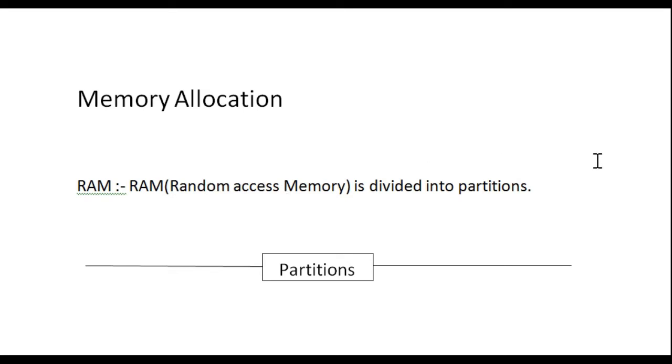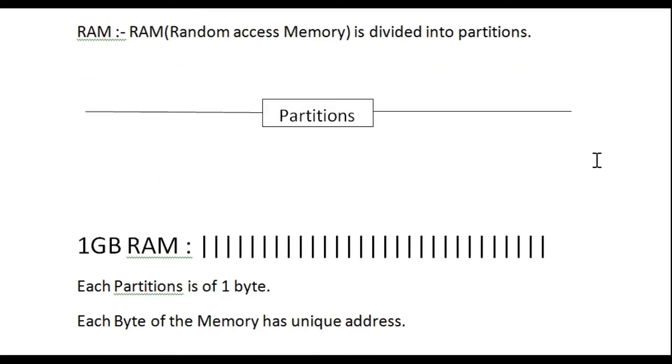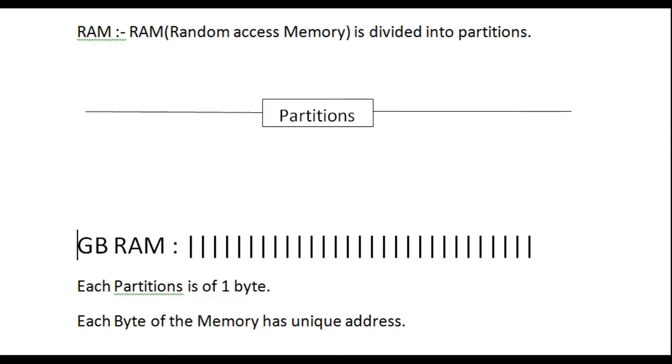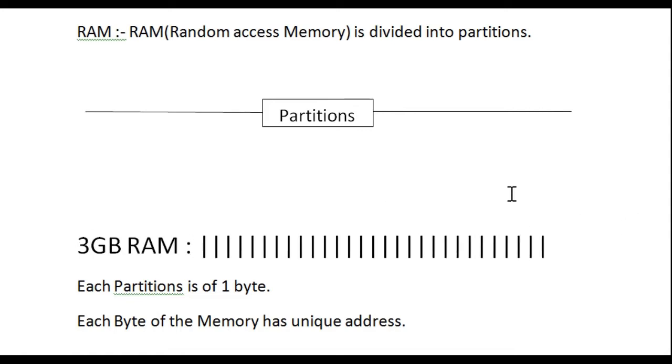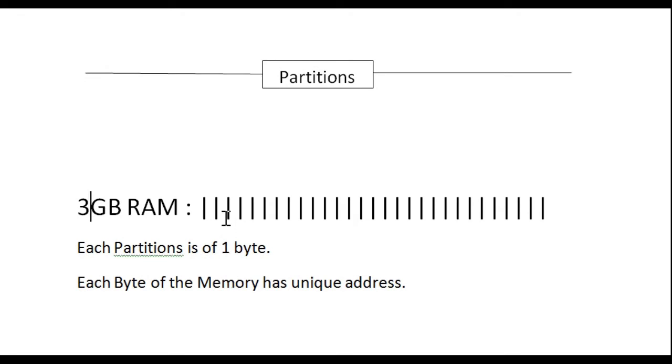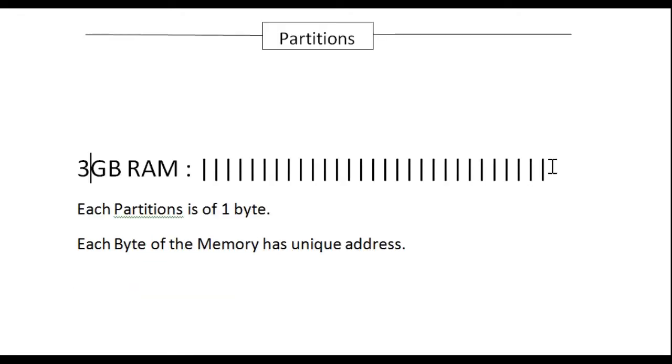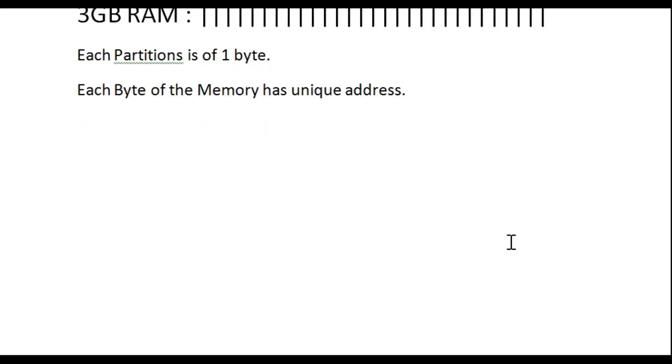For example, if I have a 1 GB RAM or 4 GB RAM or 3 GB RAM, then it is divided into partitions, and each partition is of 1 byte, and each byte of the memory has a unique address. Why the unique address? The unique address is for identifying the partition.